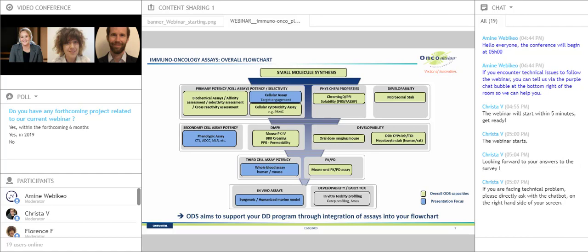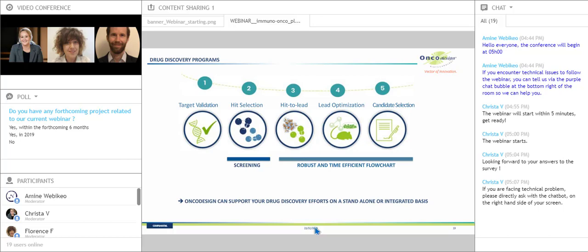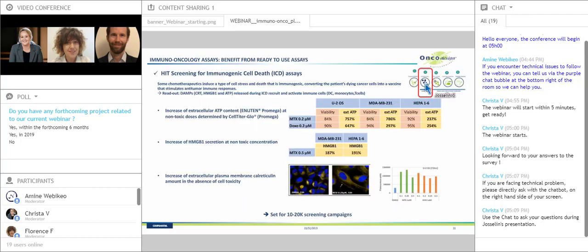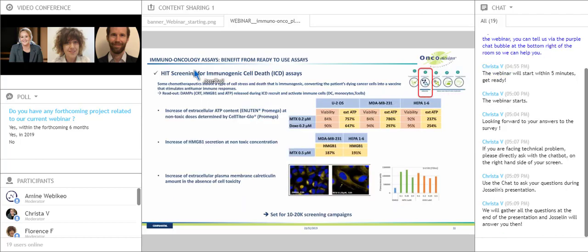Okay, I keep going. Having said that, I just repeat this slide because this will be the thread of the rest of the presentation. It represents all the stages in which we help support your drug discovery efforts. So I will start with, logistically speaking, where we start, which is the screening phase. In that regard, at Oncodesign, we have developed a high throughput screening assay regarding immunogenic cell death assays.